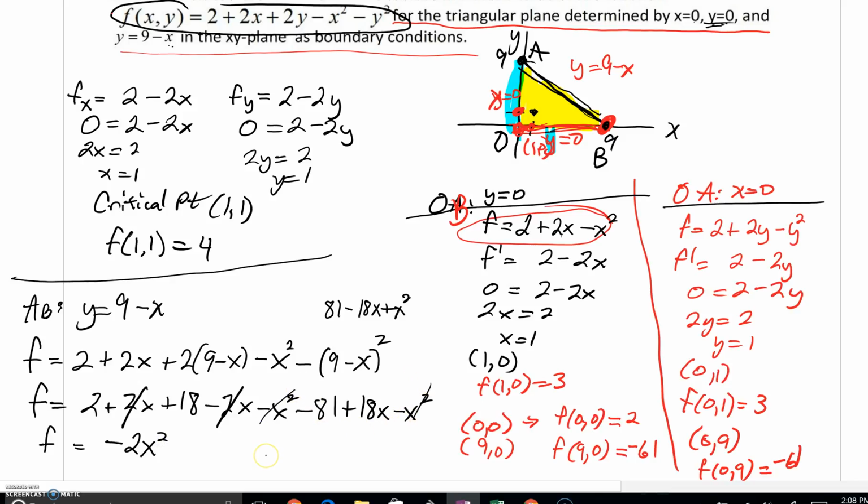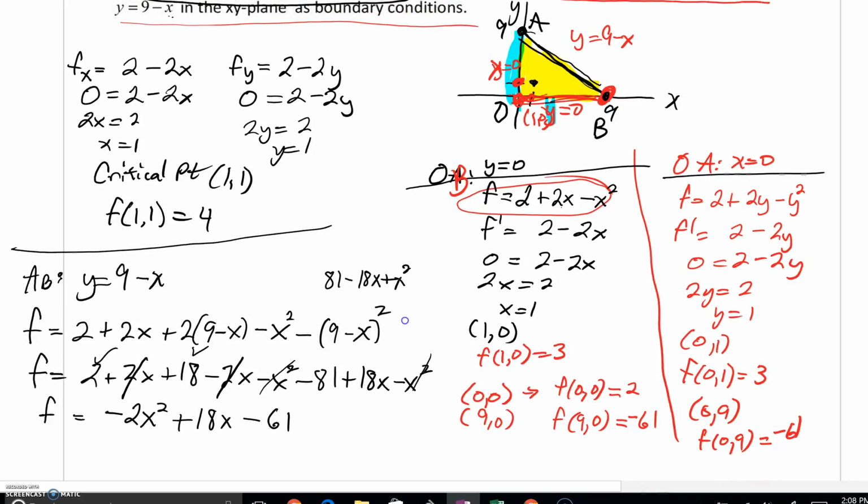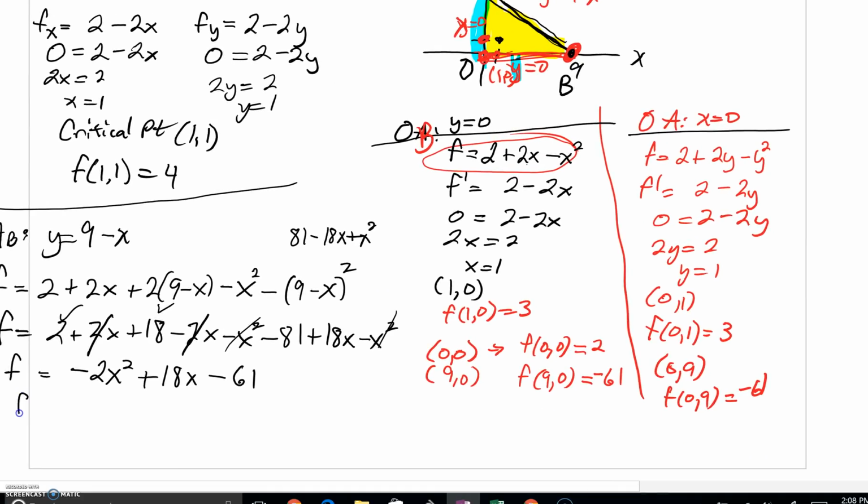And then we've got an 18x right there. Now a 2 and an 18 make 20, and 20 minus 81 is negative 61. So that's what we are dealing with. If we took our derivative, we'd get negative 4x plus 18. If I were to set that equal to 0 and solve, I'd get 4x equals 18. X would be 18 over 4, which is really 9 over 2.